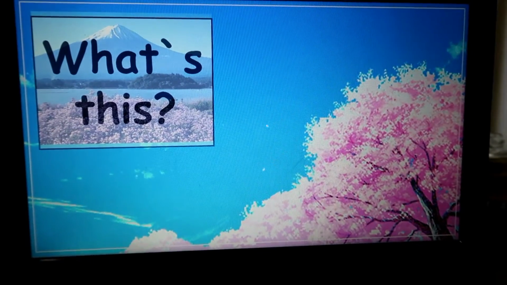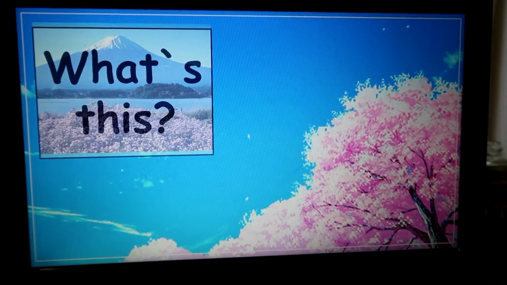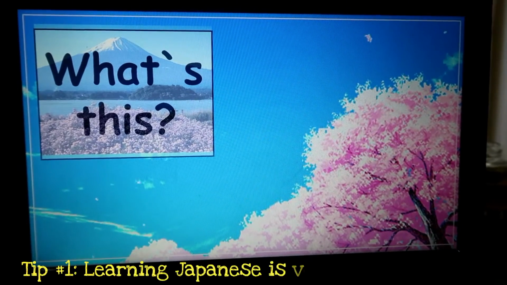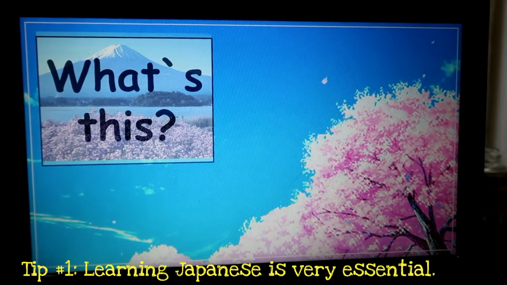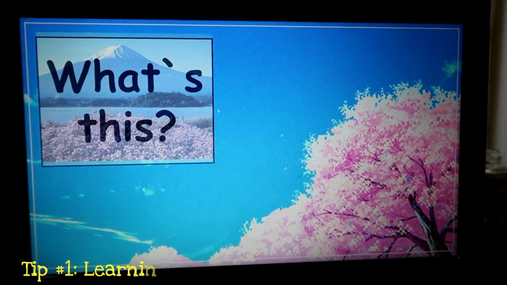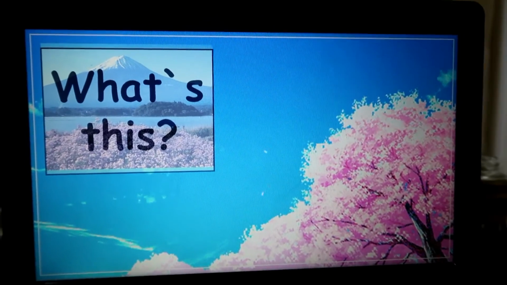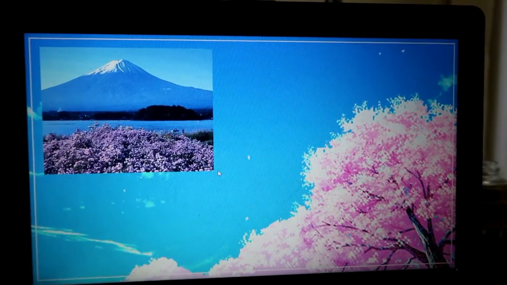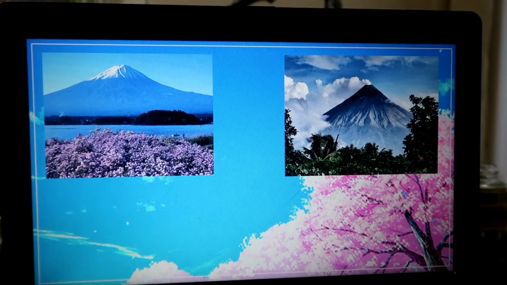Again, one thing that you can do for the kids is practice the Japanese counterparts of each word, so that whenever students answer in Japanese, you can still identify what it is, especially if it's the right answer to your question. Yes, you're right. This is Mount Fuji. Mount Fuji is in Japan.